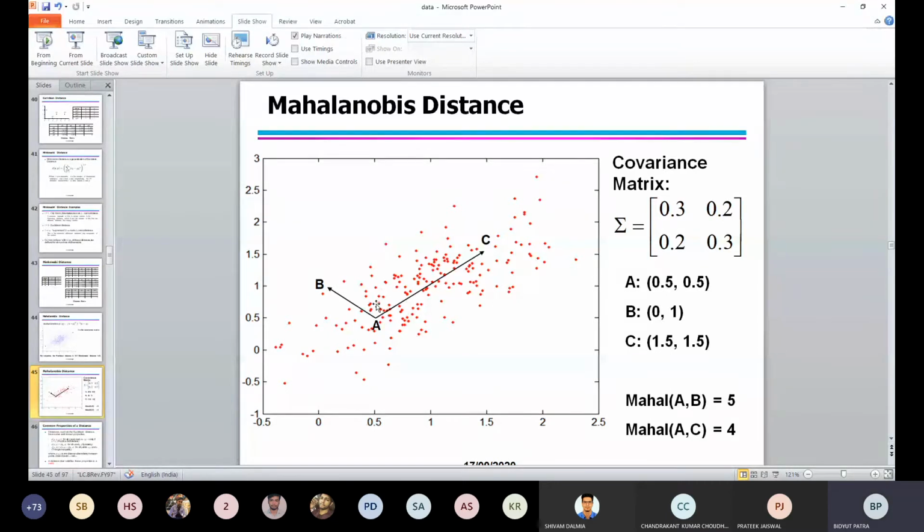Can you do it? A is equal to 0.5, 0.5. B is 0 and 1. So what will be A minus B?